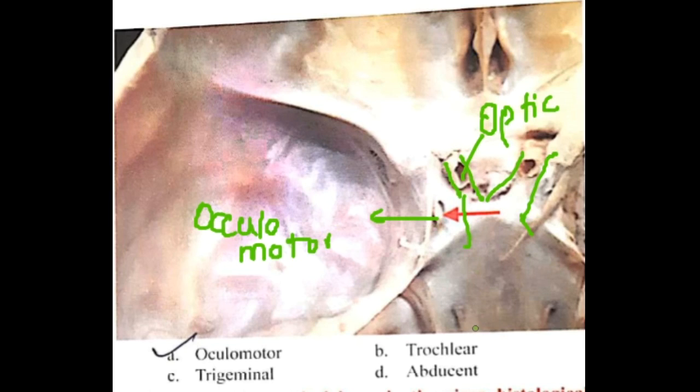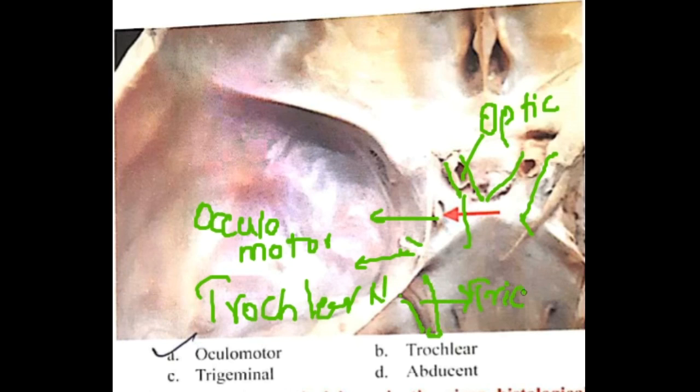Then if you have to identify some more nerves here, what is this nerve? Here you are seeing this nerve like this, right? So this is actually the trochlear nerve. Okay, then here this big branch, what is this? This is the trigeminal nerve, which is one of the biggest cranial nerves. So these are the major nerves shown in this picture. Okay, what else can be asked here?